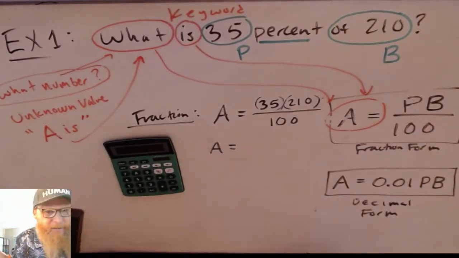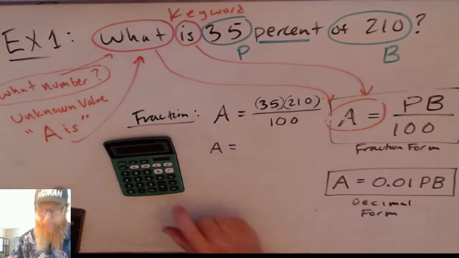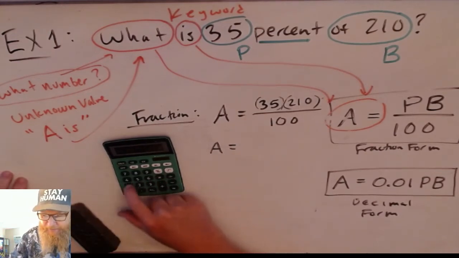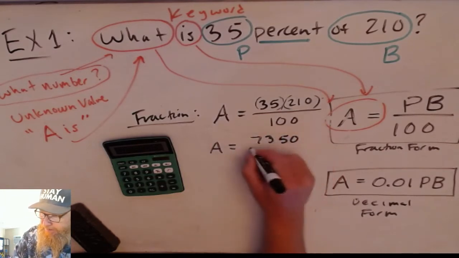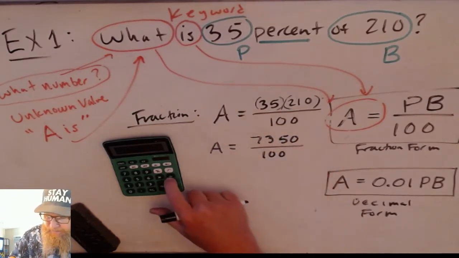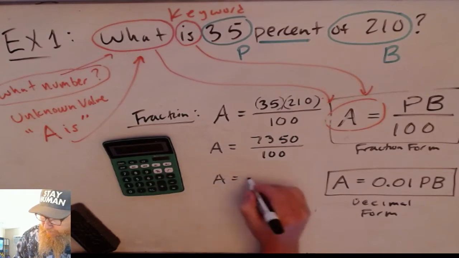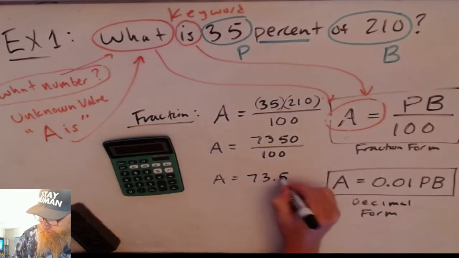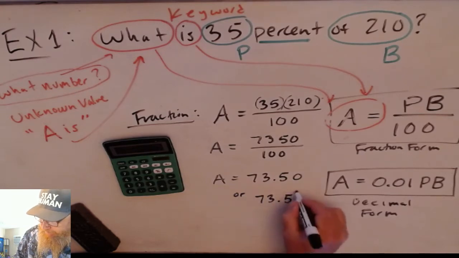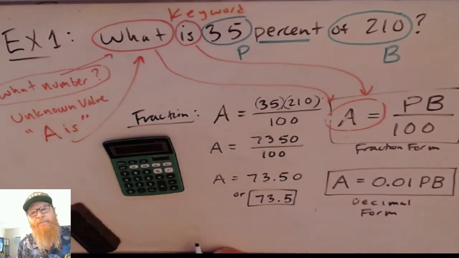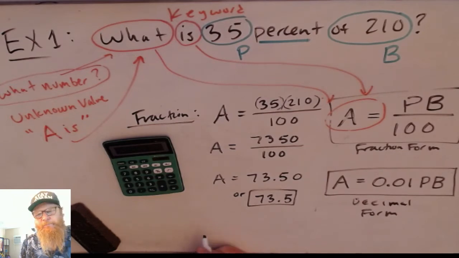So that's the fraction form. Feel free to use a calculator. The numbers are going to get pretty big. So 35 times 210 is 7,350 divided by 100. You don't need a calculator for that. That's 73.50 or 73.5. Okay, so that would be the fraction form.